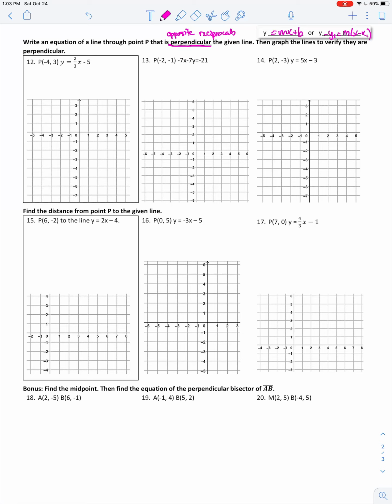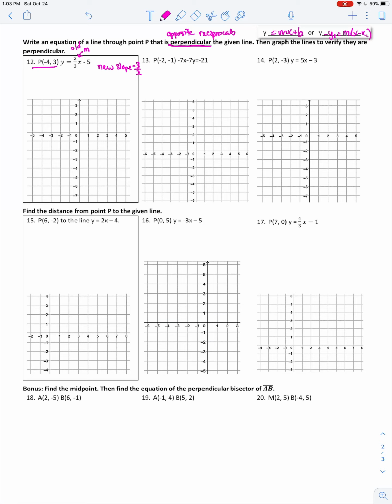So our first line has the slope apparent and visible for us. It's already there. If the slope is 2/3, this is our old slope, then our new slope must be a negative 3/2. So we want to go through this point, negative 4, 3, with a slope of negative 3/2.